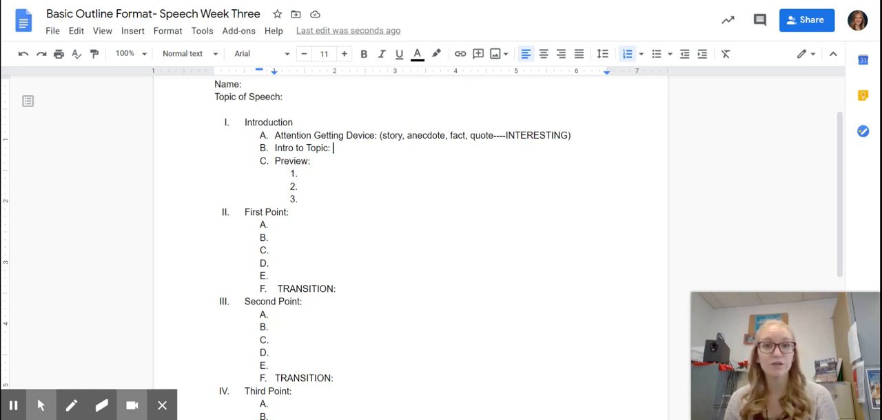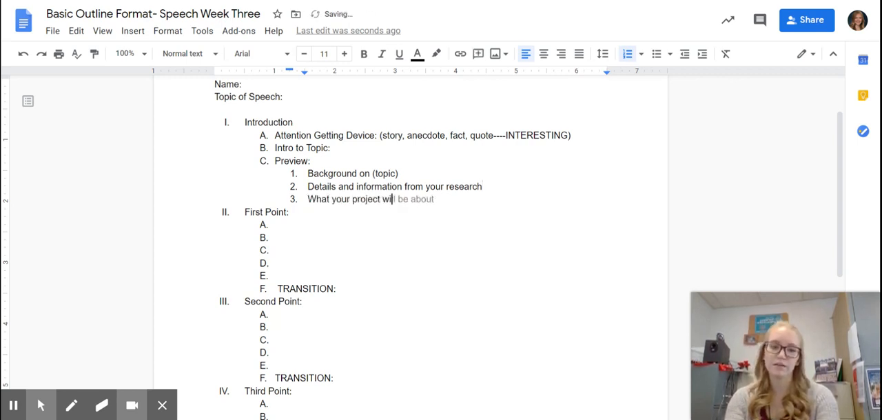Then your preview is where you state your 3 main points. And on the Canvas assignment, I've talked about what those 3 main points are. The first one is background on your topic. You would probably write what that is here. Your second point is details and information from your research, from each of your sources. And your third point would be what your project will be and information about it.